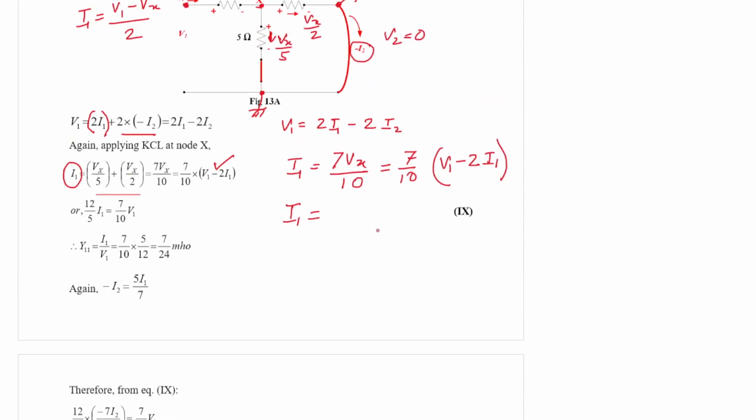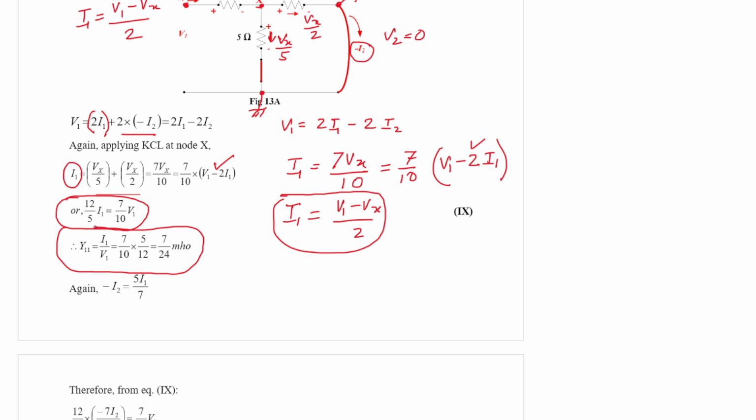So I1 is equal to (V1 minus Vx) by 2. From there you write Vx is equal to V1 minus 2I1. If you solve this, you will get this relation: 12 by 5 I1 is equal to 7 by 10 V1. So that immediately follows what is Y11. Y11 is equal to I1 by V1, which is equal to 7 by 24 mho. That is our first parameter, Y11.